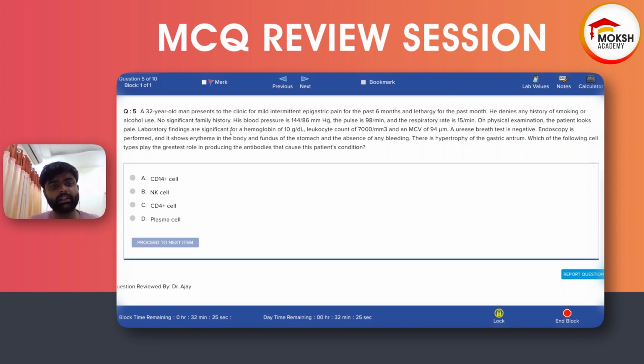Laboratory findings are significant for hemoglobin of 10, leukocyte count of 7,000, and MCV of 94. The urease breath test is negative. Endoscopy is performed and shows erythema in the body and fundus of the stomach in the absence of any bleeding. There is hypertrophy of the gastric antrum. Which of the following cell types plays the greatest role in producing the antibody that causes this patient's presentation?